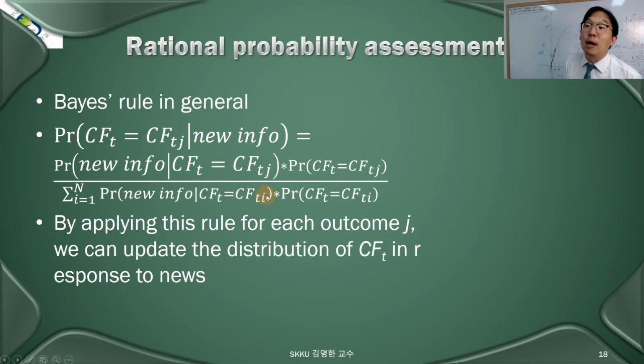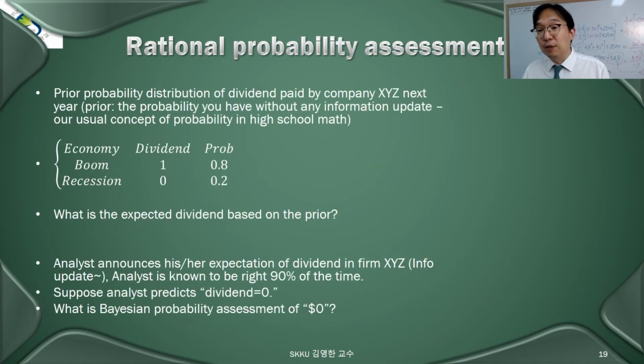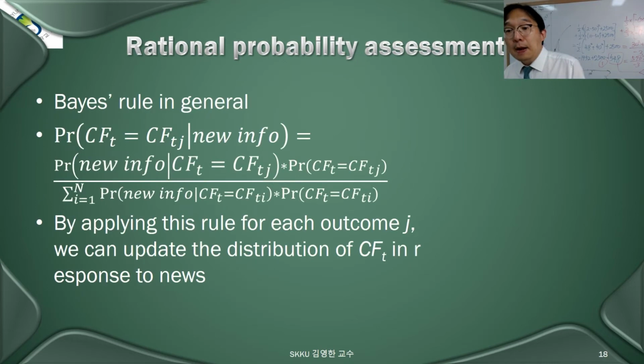Oh my God, that's so complicated, you may say. But I'm going to give you some colorful, pictorial explanation, so wait for that. By applying these rules for each outcome J, we can update the distribution of cash flow in response to the news.